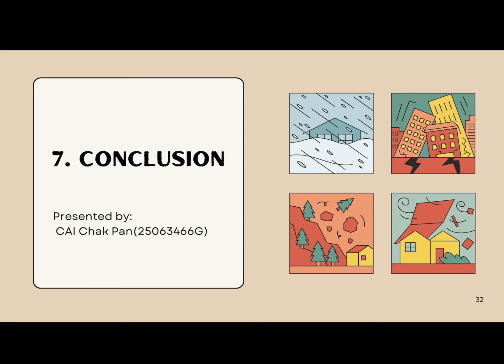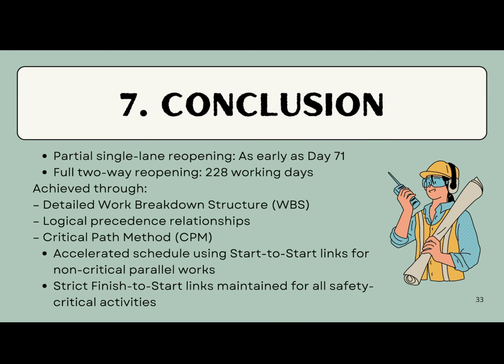Let me make a short conclusion now. Our suggested plan allows for partial single-lane reopening as early as day 71 and full road reopening in 228 working days following the incident, thanks to a thorough WBS and CPM. The plan reduced the overall length without affecting worker or public safety by selectively introducing start-to-start links for non-critical parallel works and strictly enforcing finish-to-start relationships for all safety-critical operations.